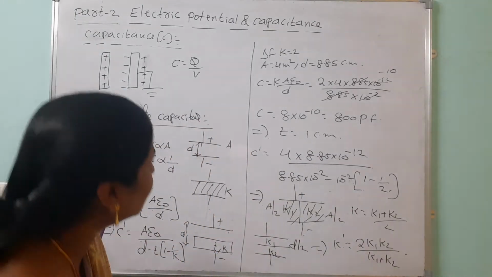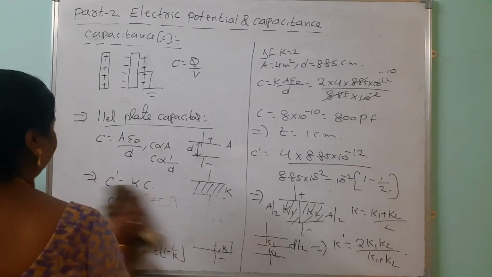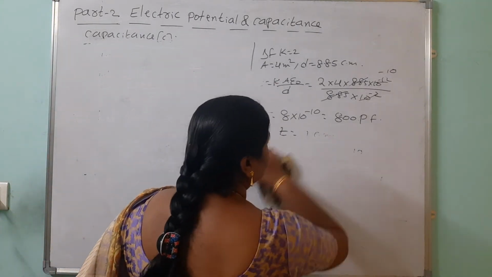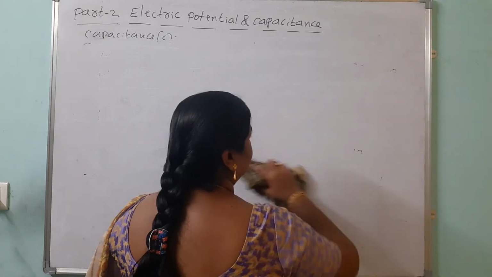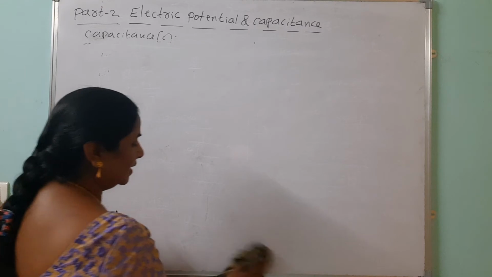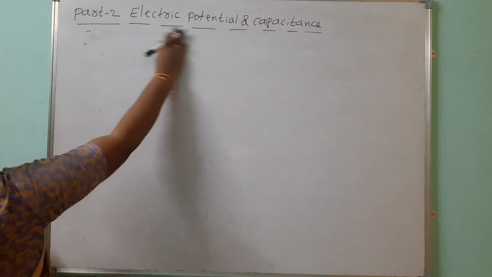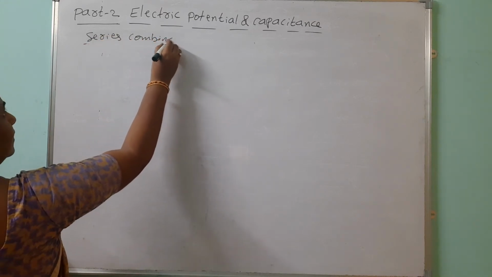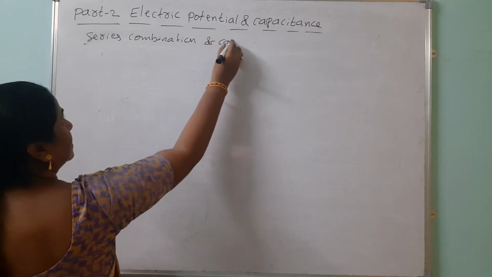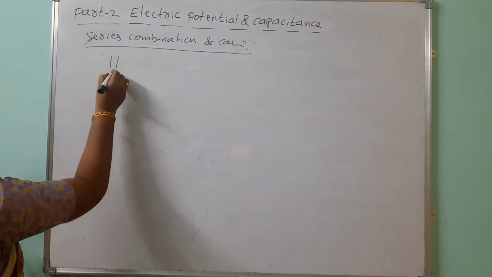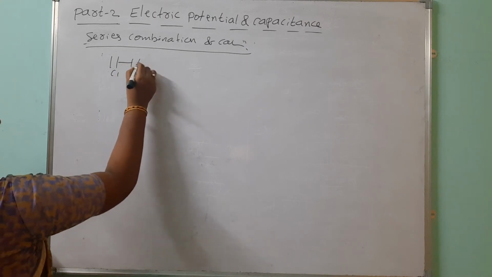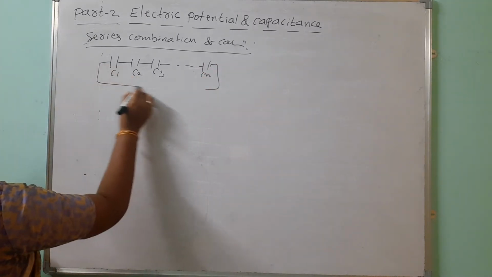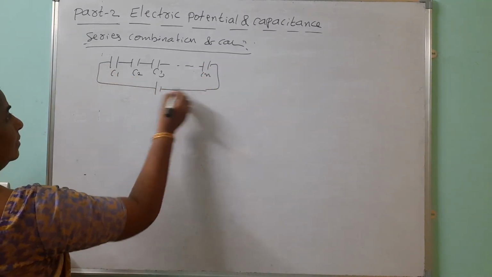Then we can go through the series and parallel combination of capacitance. Series and parallel. Series means what is the equivalent capacitance? 1 by C equals 1 by C1 plus 1 by C2, like that. Look here, first of all, what is the series combination? Series combination of capacitance. Here, see, this is C1, this is C2, this is C3. Like that you are taking n number of capacitors. The first and last ones are connected to the battery.